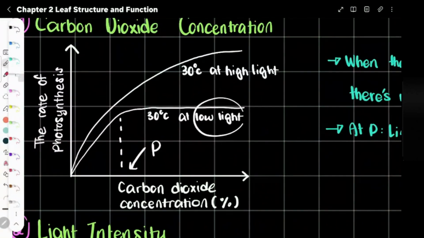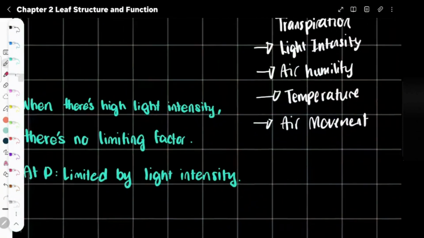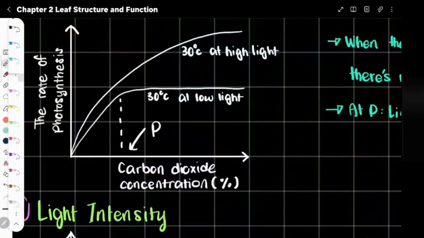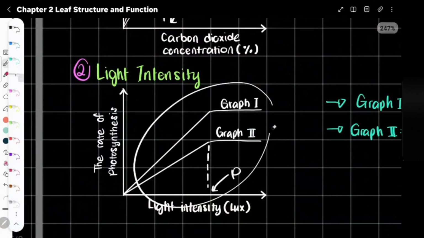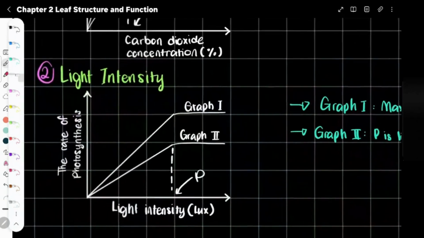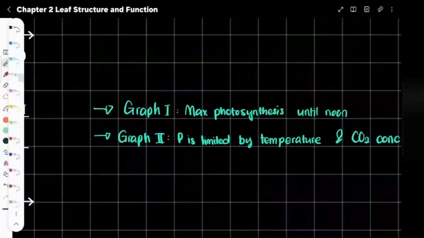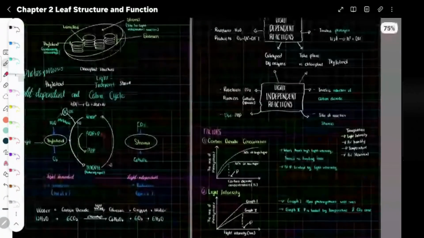At low light, all you need to know, there's a low amount of carbon dioxide uptake. That's all you need to know. And then at higher light intensity, at some point, they will be limited by other factors as well, like temperature and carbon dioxide concentration. That's all. And tada.